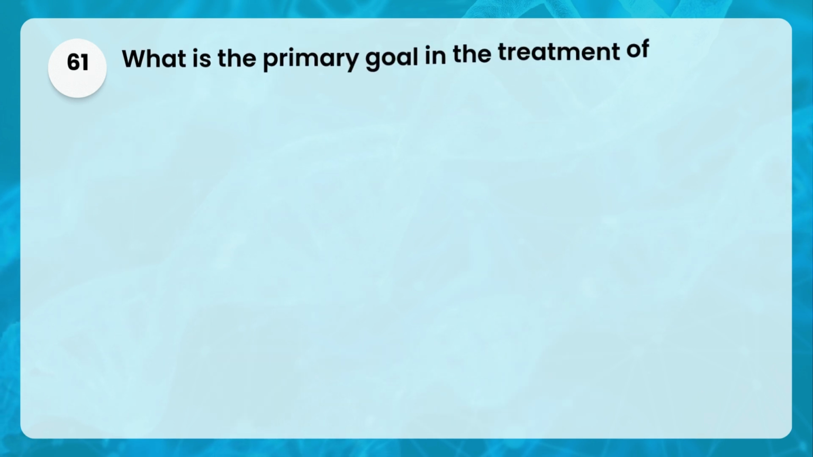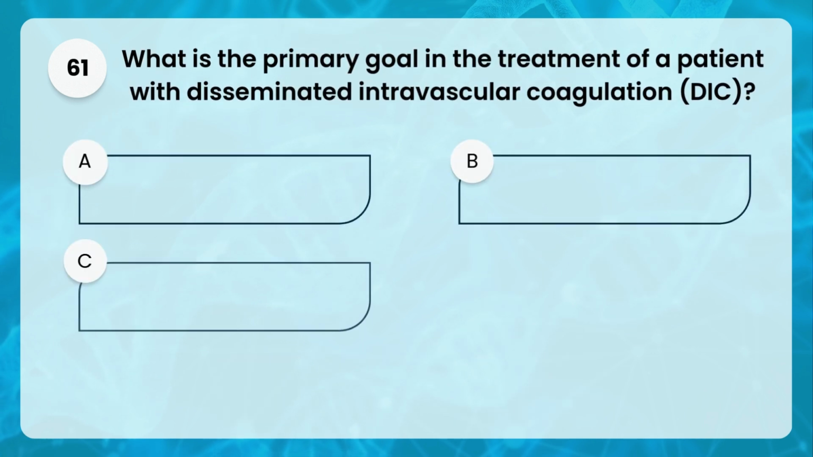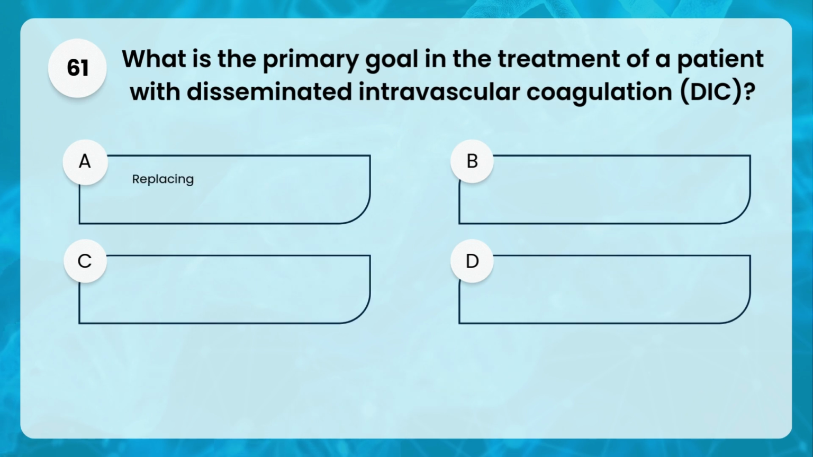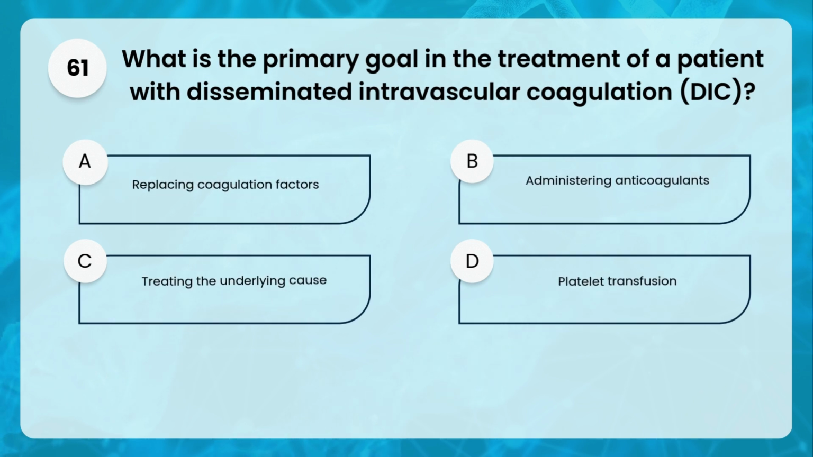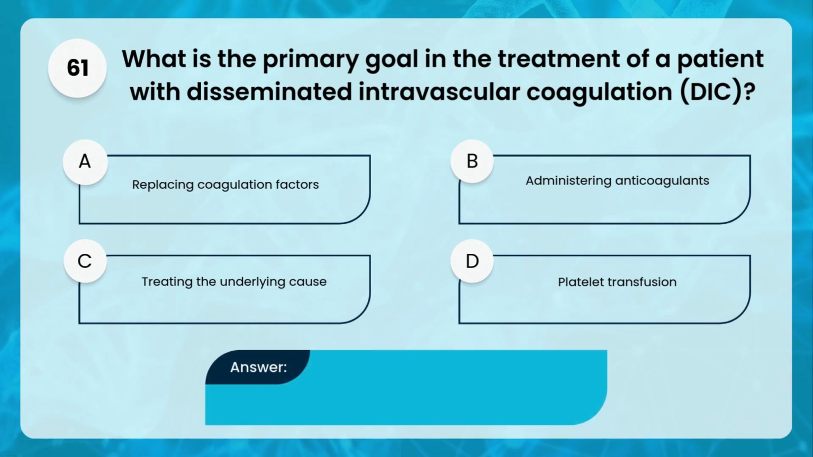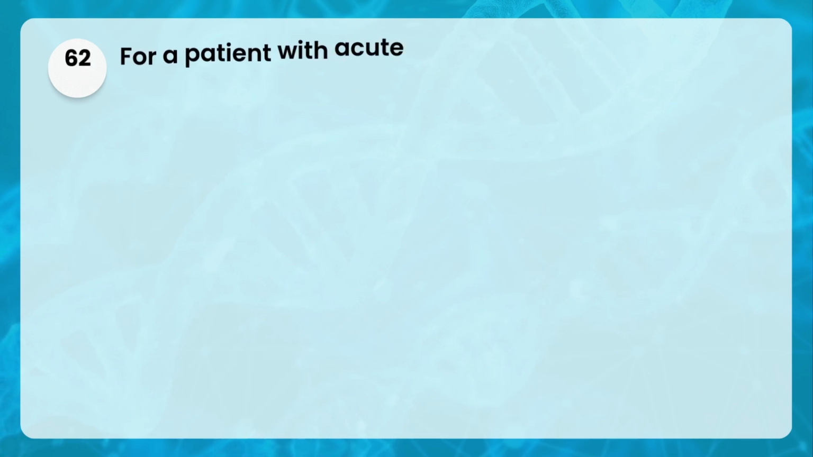Number 61. What is the primary goal in the treatment of a patient with disseminated intravascular coagulation, DIC? A. Replacing coagulation factors. B. Administering anticoagulants. C. Treating the underlying cause. Or D. Platelet transfusion? The answer is C. Treating the underlying cause.